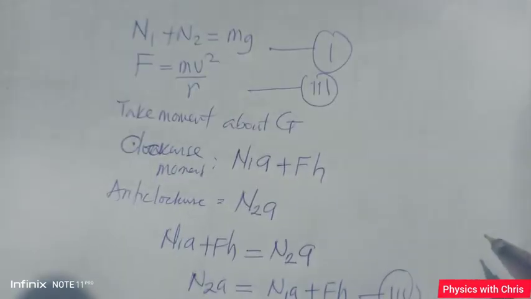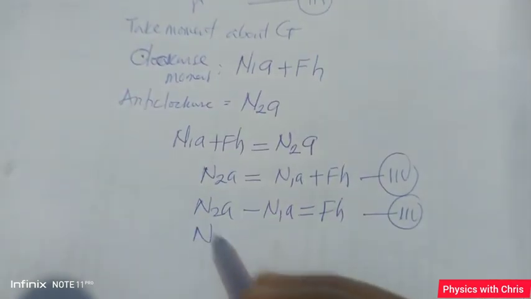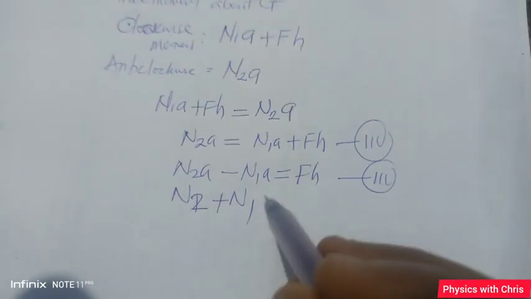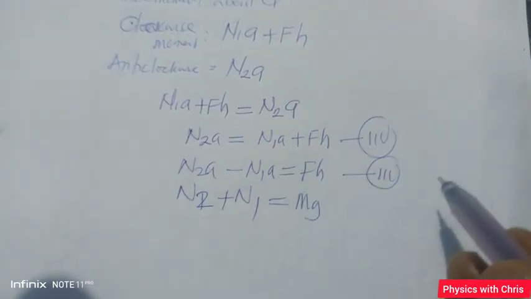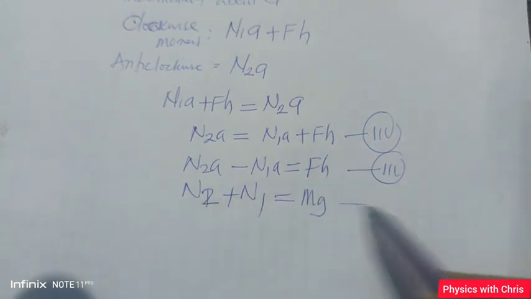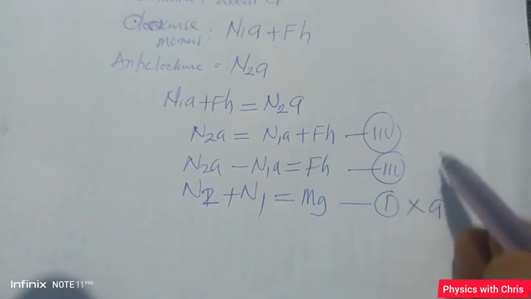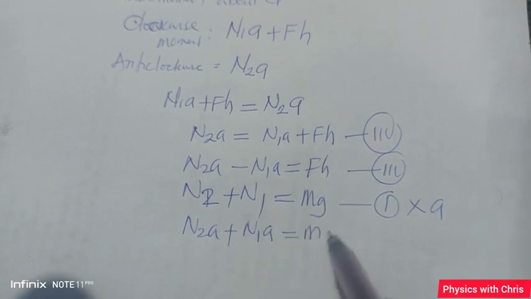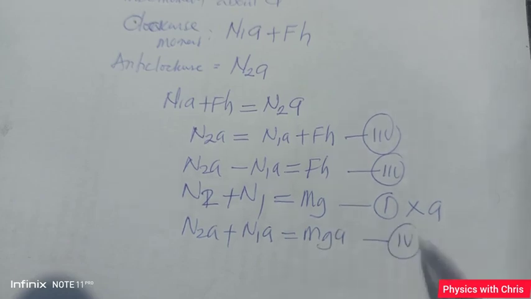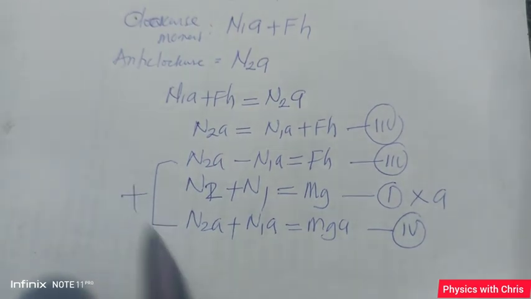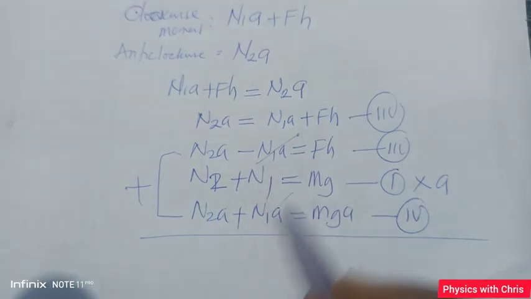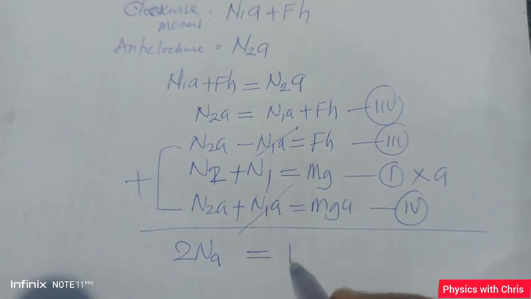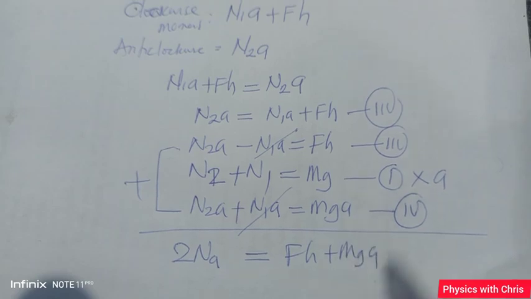Then I want to solve that with equation 1. I'll have N2 plus N1. Remember that N1 plus N2 is equal to mg. To eliminate this, let me multiply equation 1 by A. So I have N2A plus N1A is equal to mgA. Call this equation 4. Let me add equation 3 and 4 together. I'm going to eliminate this so that I have 2N2A is equal to FH plus mgA.